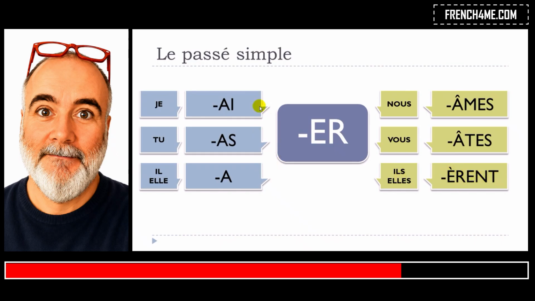Okay, so you've got here your endings for the first group of verbs, so the regular verbs: ai, as, a, âmes, âtes, èrent. Okay?